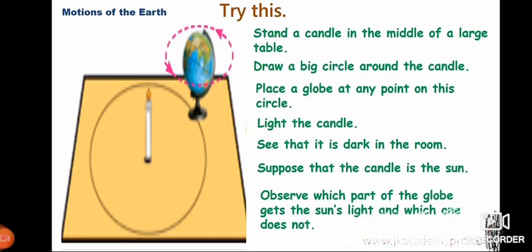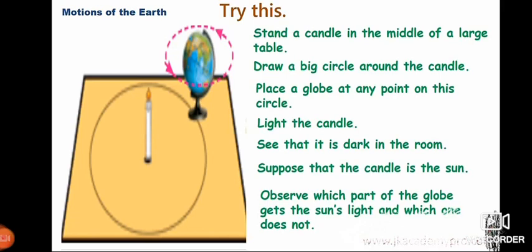They have told us to place a globe at any point on this circle. Light the candle. See that it is dark in the room. Suppose that the candle is the sun. Did you understand what is the activity? We have to do this activity in a dark room.